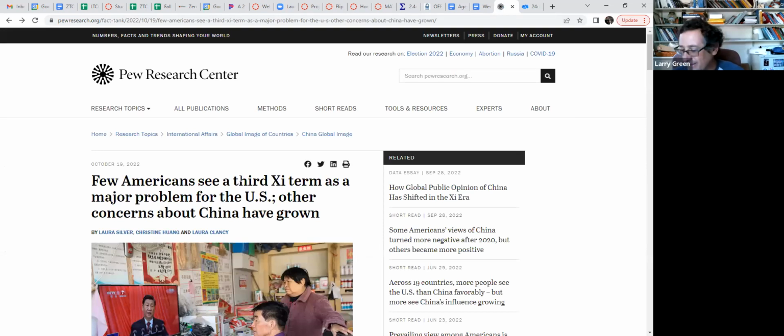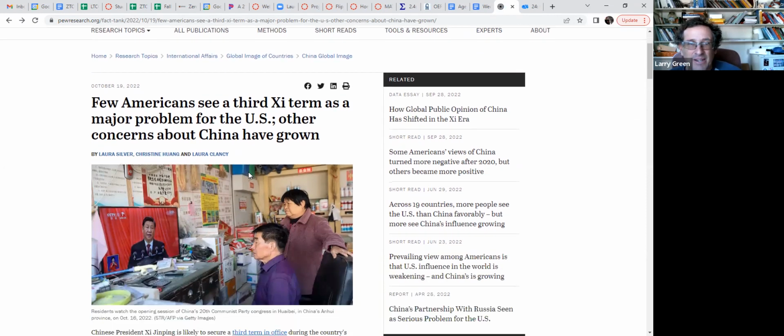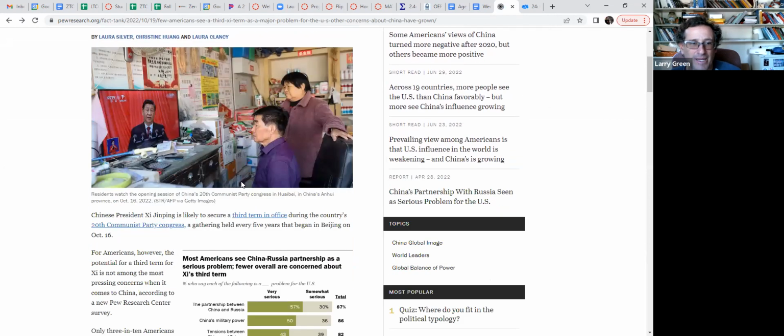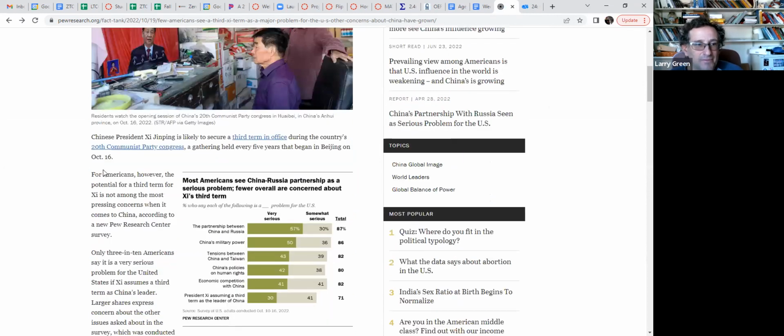So here is the article from Pew Research Center. And it says, few Americans see Xi's third term as a major problem for the US. Other concerns about China have grown, but we're just looking at the third term, as that's a problem or not. If you read the article, I'm not going to read the whole article.